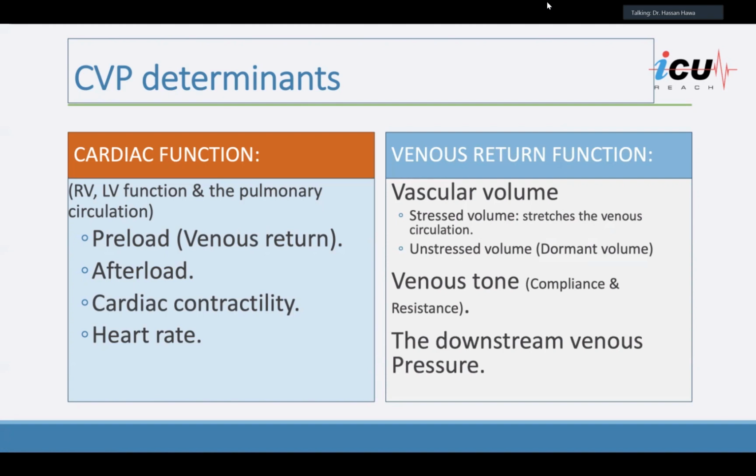And finally, it also depends on the downstream venous pressure. So if the venous pressure is high, there will be less venous return because there's impedance, if you like, or there's less of a gradient for the venous blood to return back to the heart.